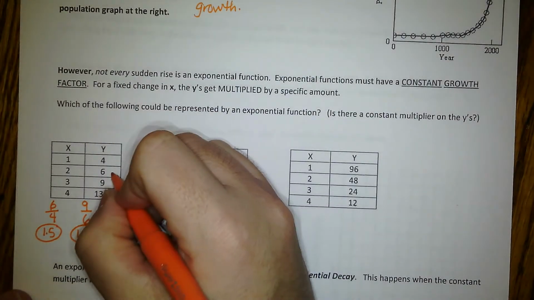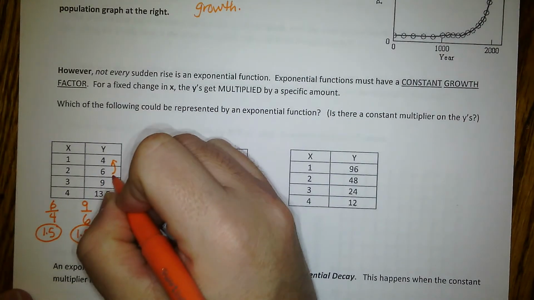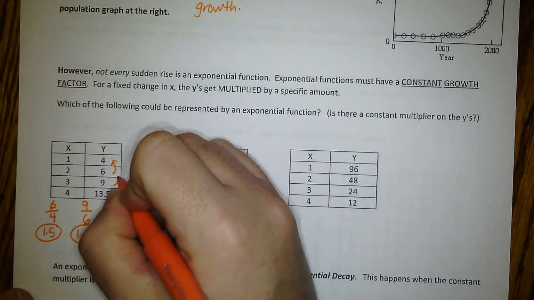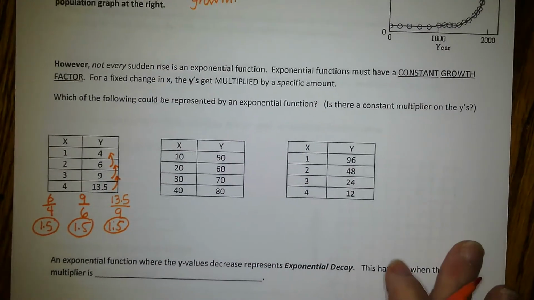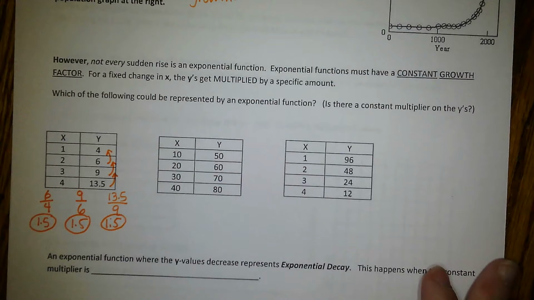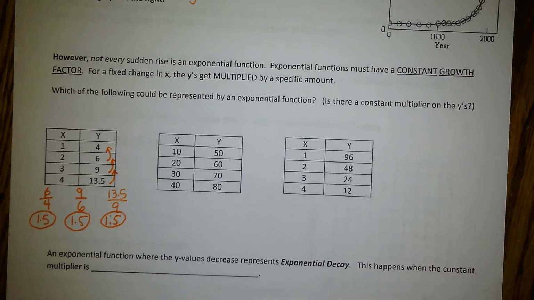So again, you have to divide the next by the previous, next by the previous, next by the previous. And as long as they're constant, then it's considered an exponential function. This is if you have data.